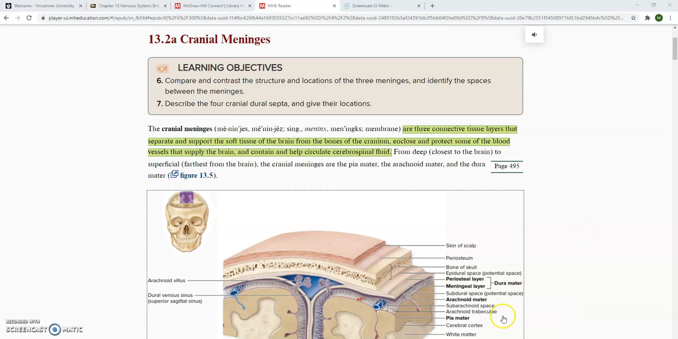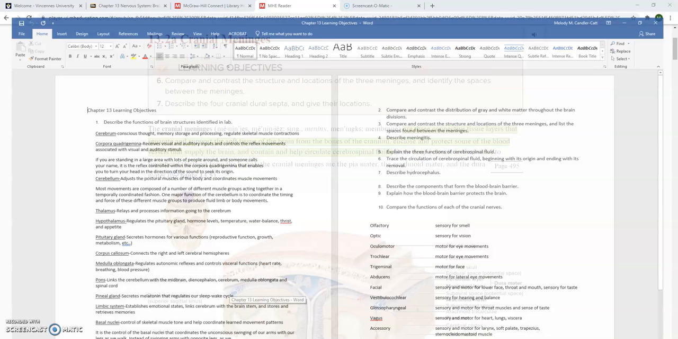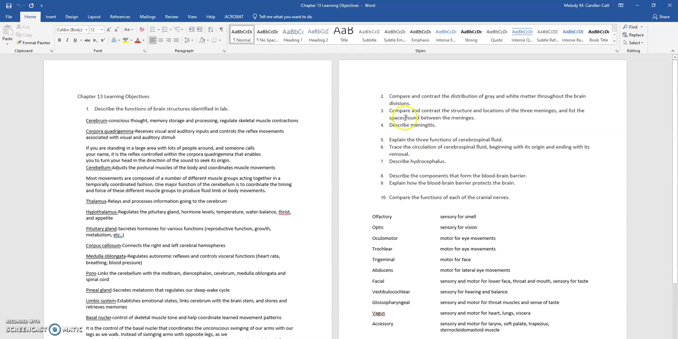All right, EMP1 students, in this video we are going to talk about the meninges. So we'll return to our objectives. We're here at objectives 3 and 4 for chapter 13. We're going to talk about the meninges and also talk about meningitis.